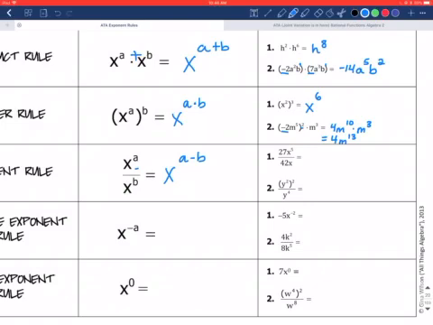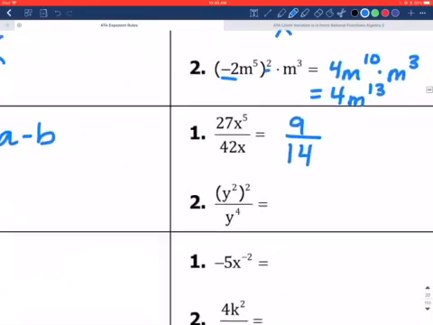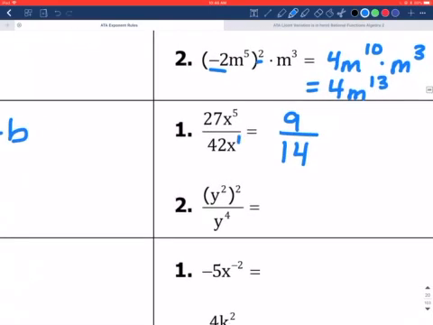So 27 and 42 can both be divided by 3. If I divide them both by 3, 27 will be 9, 42 would be 14. And then for these exponents, that's 5, and this x is a 1, so that would be x to the 4th. Now, that x to the 4th will stay up top because the 5 is greater than the 1. If it was the other way around, if say there was a 6 on the bottom, then we would throw that x in the denominator.